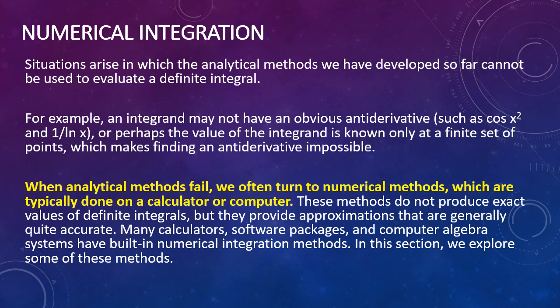For example, an integrand may not have an obvious antiderivative, such as cosine of x squared and 1 over the natural log of x. Or perhaps the value of the integrand is only known at a finite set of points, which makes finding an antiderivative impossible.